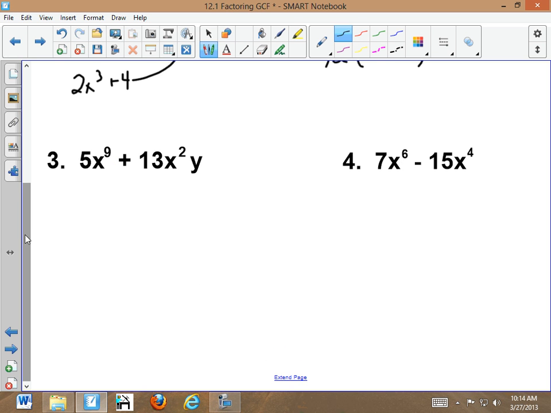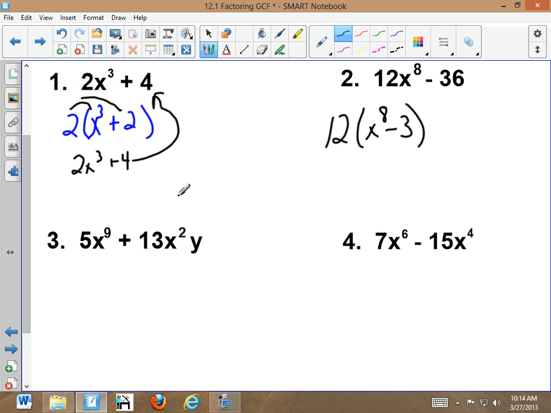Let's look at number 4. What happens when there's no number that goes into both 7 and 15 evenly. So I can't take a number out, but look, I have 4 x's and 6 x's, which means I can take 4 x's out, which gives me 7x squared minus 15. Okay?